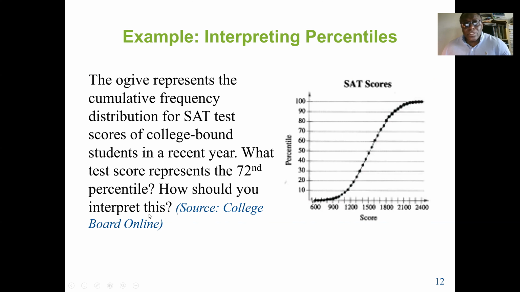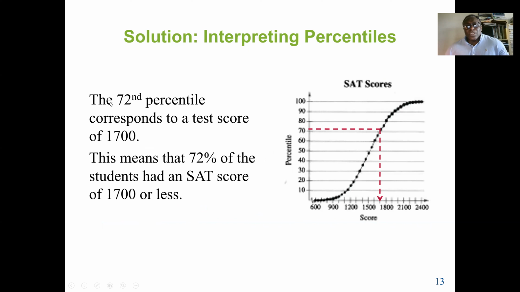So here we look at the graph. The 72nd percentile is somewhere here, and then down here it gives somewhere like 1,650 or something. So we say the 72nd percentile based on the graph is somewhere around 1,700. Again, we have the line. So the 72nd percentile goes all the way to 1,700. So this means what? Remember, 72nd percentile. So it's 72% of the students had an SAT score at 1,700 or lower.